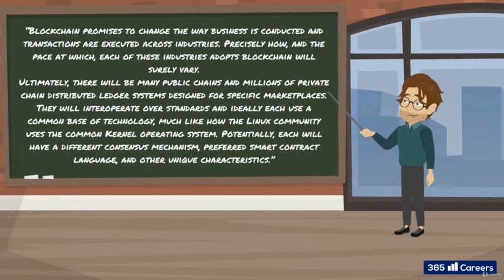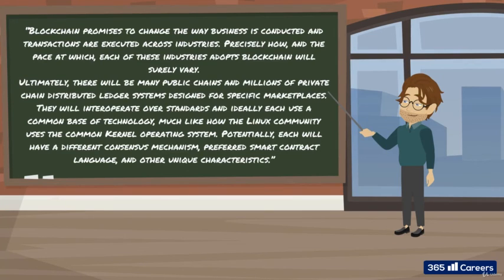Blockchain promises to change the way business is conducted and transactions are executed across industries. Precisely how and the pace at which each of these industries adopts blockchain will surely vary. Ultimately, there will be many public chains and millions of private chain distributed ledger systems designed for specific marketplaces. They will interoperate over standards and ideally use a common base of technology, much like how the Linux community uses the common kernel operating system. Potentially, each will have a different consensus mechanism, preferred smart contract language, and other unique characteristics.